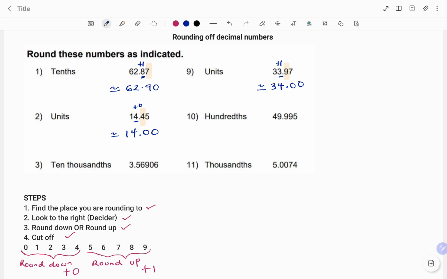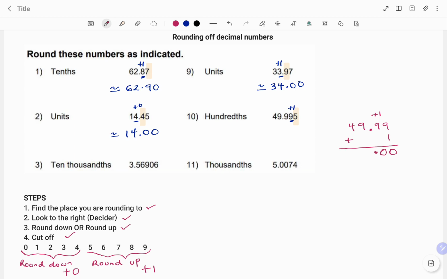In the next example, the number in the hundredth position is my 9. My decider, or the number on the right, is 5. It's in the +1 group, so therefore I'm going to add 1 to my 9. Note that if I add 1 to my 9, that's going to be 10, and that's a 2-digit number, which means I have to regroup. What that means is, if I have 9 plus 1, that's 10. I add 1 to my next number. 9 plus 1 again, that's 10.